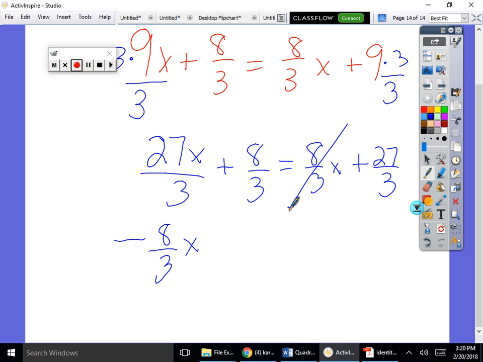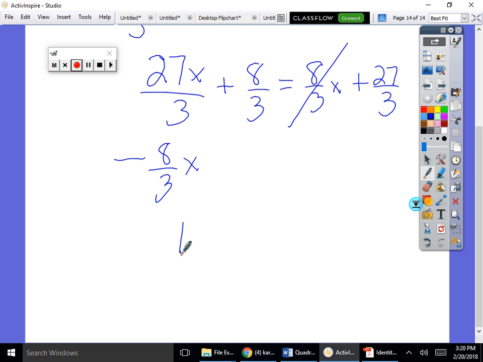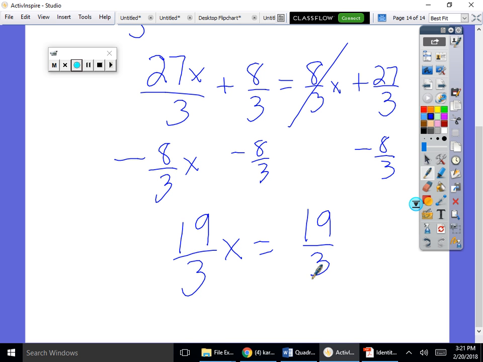Okay, what's 27 minus 8? 19. So I have 19x over 3 equals 19 over 3, subtracting 8 over 3. So x is equal to 1. That one you can do in your head.